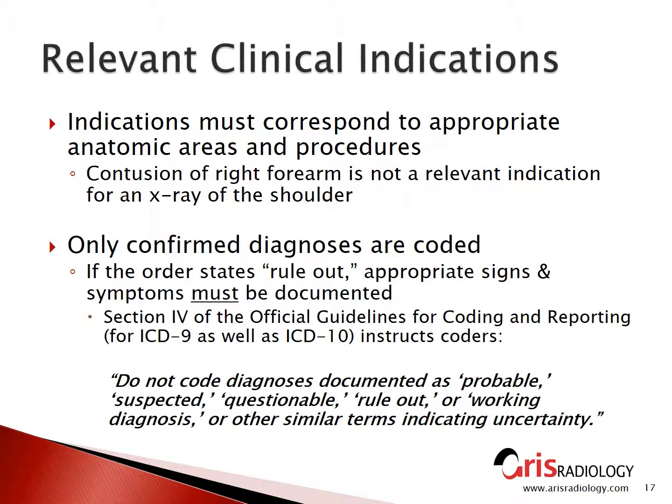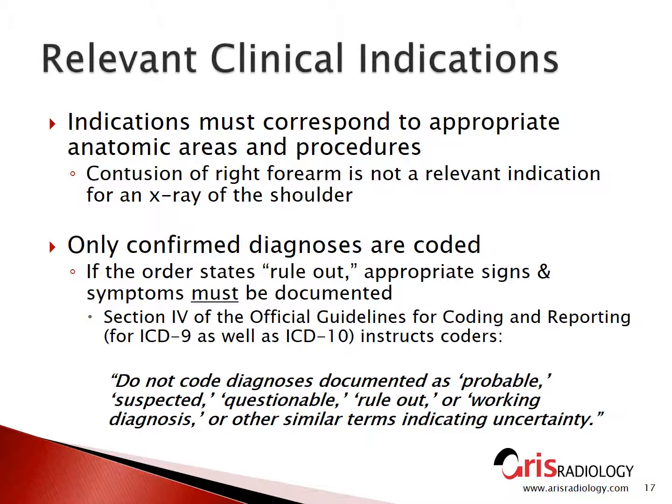One of the primary ways you, the radiologist, can ensure appropriate diagnosis coding for ICD-9 as well as for ICD-10 is by making sure the report includes relevant clinical indications. Indications must correspond to appropriate anatomical areas and procedures, such as a contusion of the right forearm is not a relevant indication for an X-ray of the shoulder, and only confirmed diagnoses are coded.